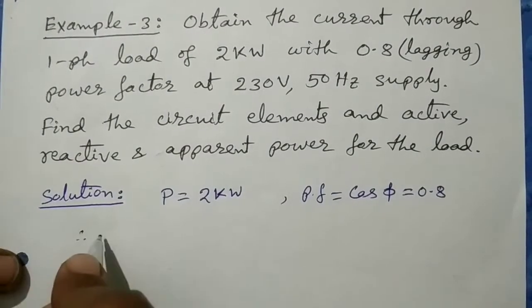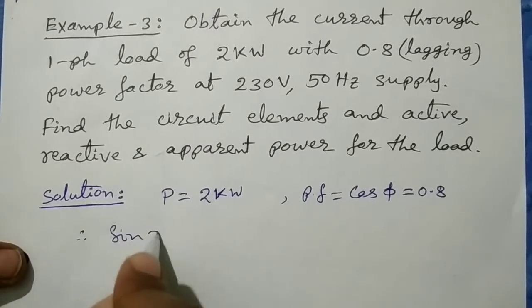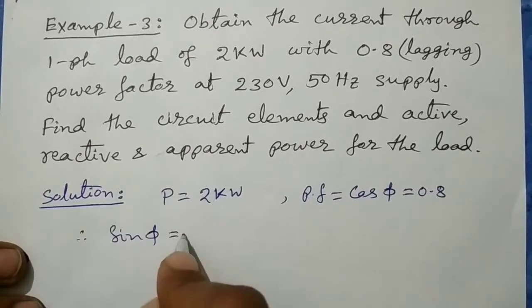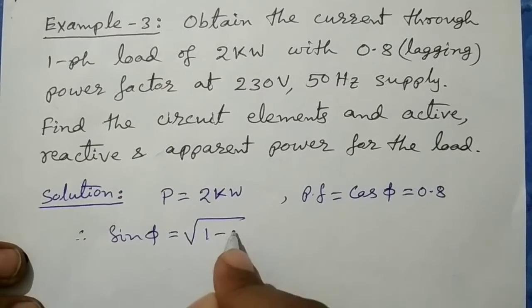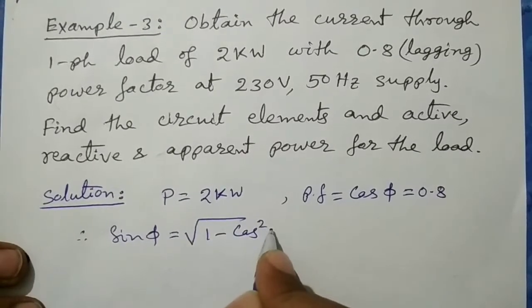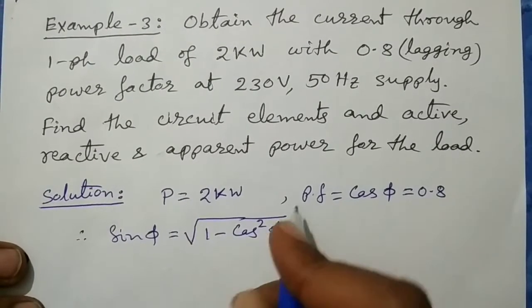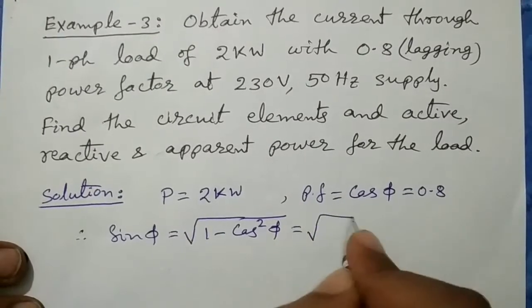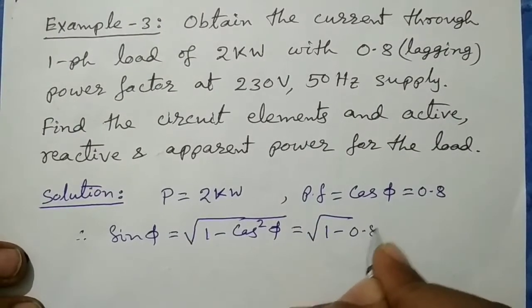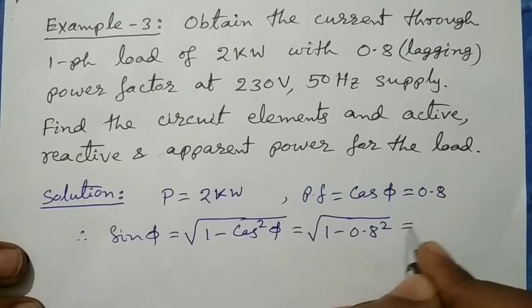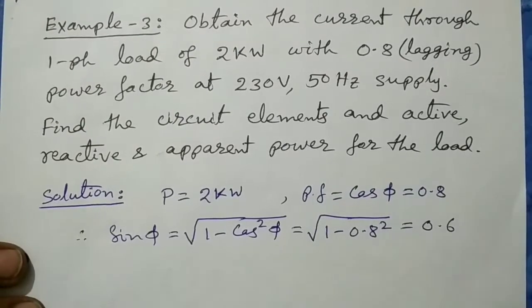Therefore, we can find the sin phi, that is square root of 1 minus cos square phi. This is square root of 1 minus 0.8 square. So it will be 0.6.